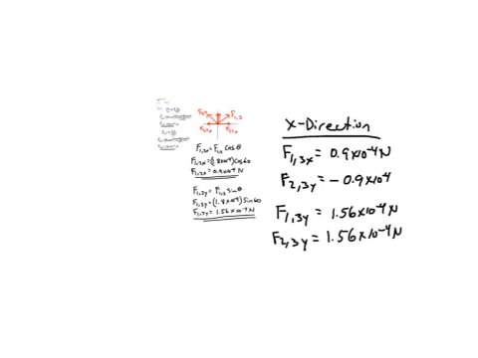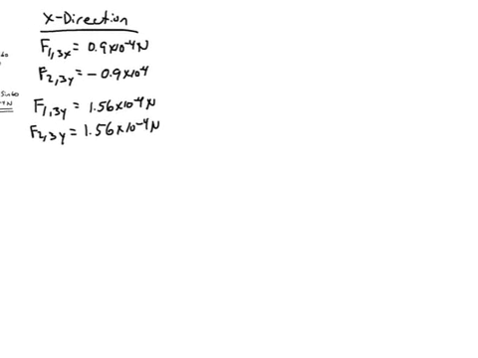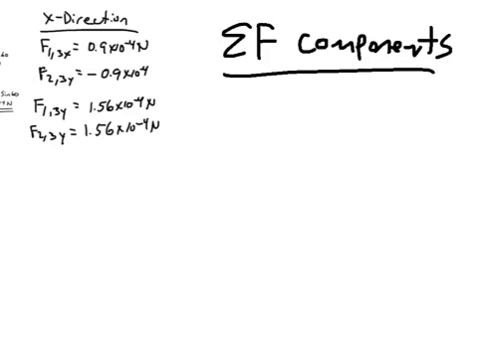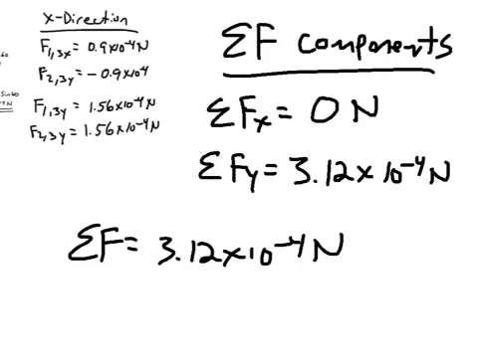So when we combine these, our net force components end up being 0 newtons for the x direction and 3.12 times 10 to the negative 4 newtons for the y direction. So now we only have a force in the y direction, so our net force is this 3.12 times 10 to the negative 4 newtons straight up.